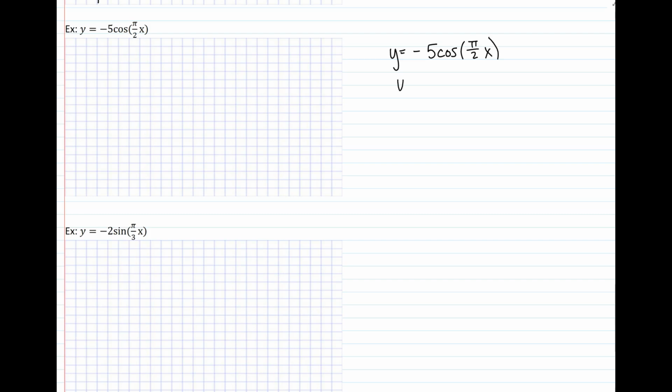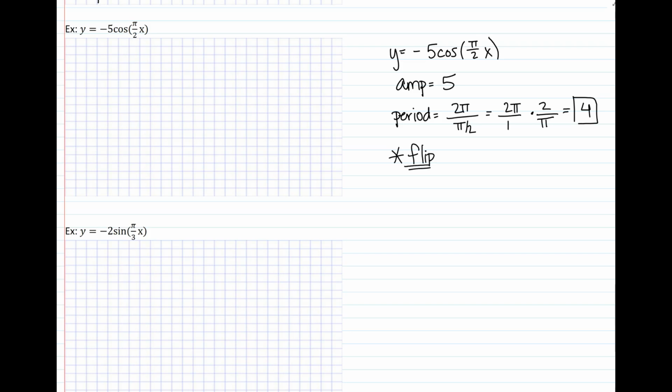So let's look at this one. Amplitude would be the absolute value of -5, which is +5. The period would be 2 pi divided by pi over 2, which is 2 pi times 2 over pi, which means that the pi's cancel and we get 4. Is there anything else you might write down? I would probably make myself a note that this flips, because that's an easy thing to forget.